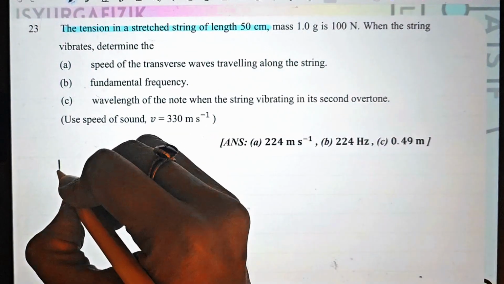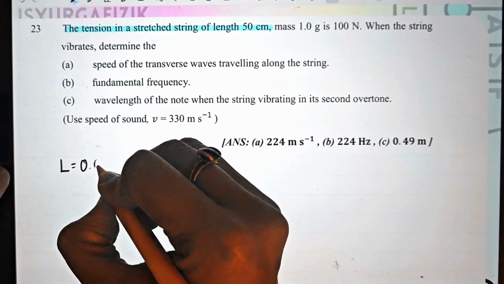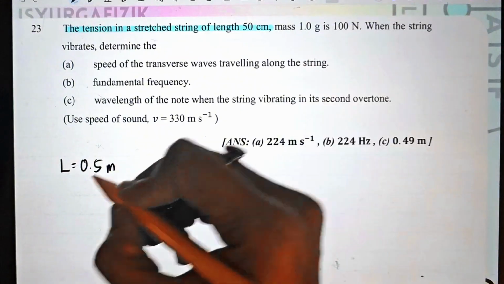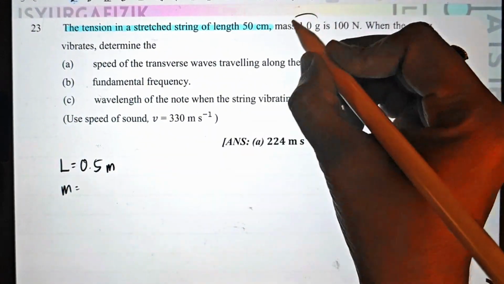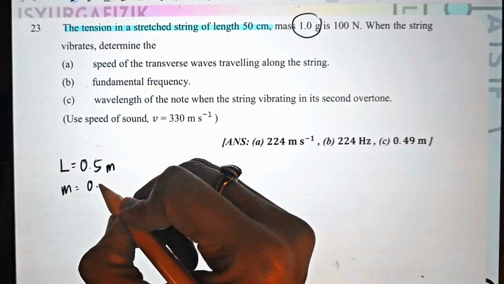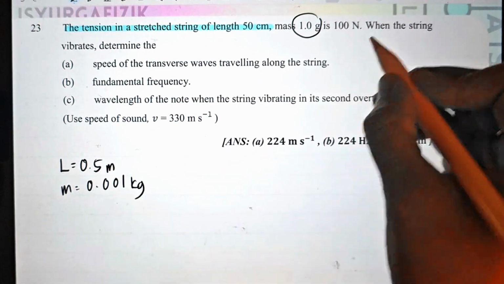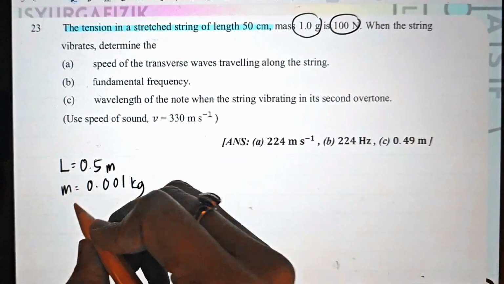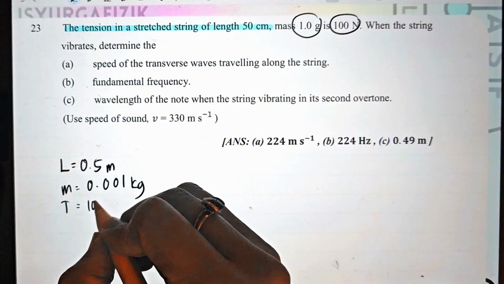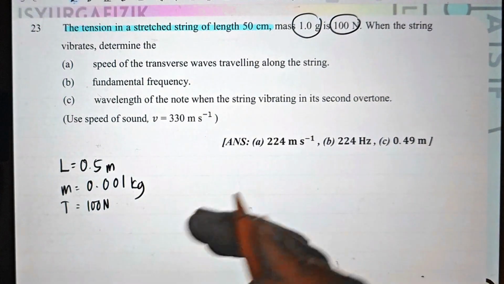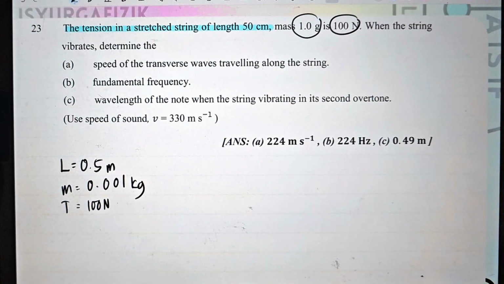So I'm going to straight away do the listing, which is 0.5 meters. And then we also have the mass, which is 1 gram, so it is 0.001 kilograms. Next, we have a tension of 100 Newton. Okay, 100 Newton. What else? Okay, that's it.